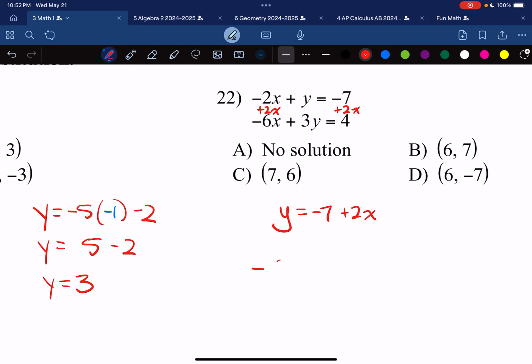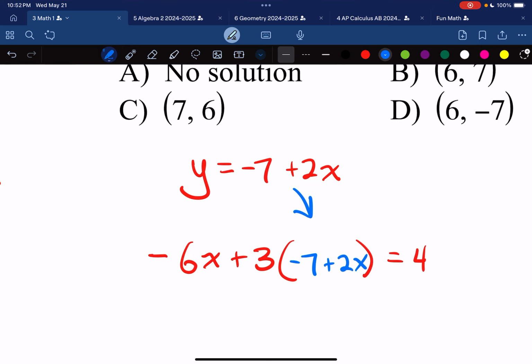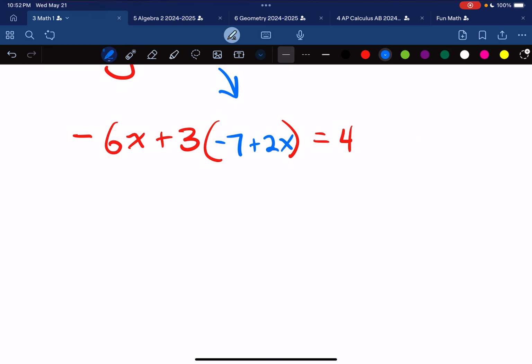Here I go. I'm going to say -6x plus 3y is equal to 4. And guess what plugs into the y? This negative 7 plus 2x. And now I have one equation with one type of variable. And then from here I can distribute, right? So positive 3 times negative 7 is negative 21, and positive 3 times 2x is a positive 6x. And rewrite everything else. I have a 4 over here on the right and a negative 6x on the left.